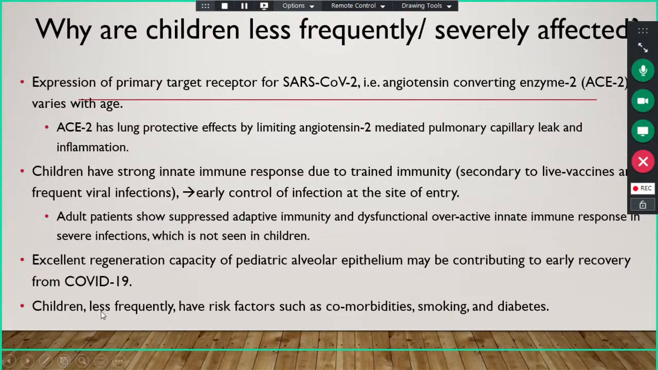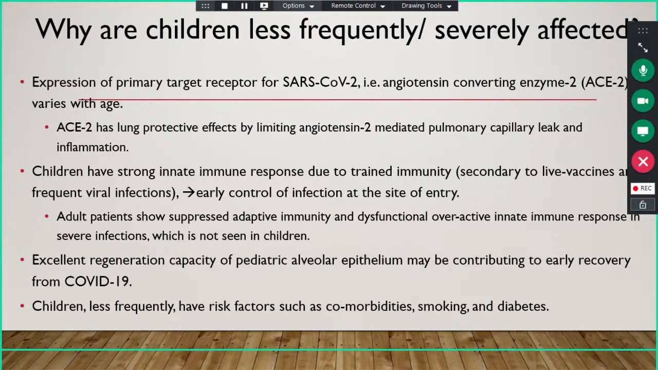Additionally, children less frequently have risk factors such as comorbidities like diabetes and smoking. So these are various hypotheses which have been suggested for why children are less severely affected. People feel that there may be a third wave and that in it children may be more severely affected, but as we had seen, even in the first wave and second wave, the proportion of children affected was the same. So it is less likely that in the third wave there will be a sudden increase in the number of children having this problem.